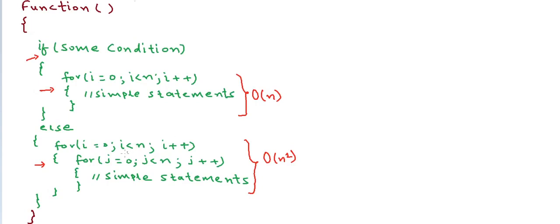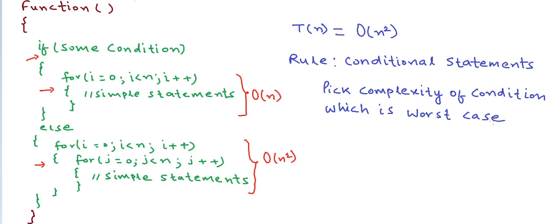So in this case, if we are not lucky, then the control of the program will go into the else condition, and the complexity would be big O of n square. So that's why we'll say that the time complexity for this particular program is big O of n square, because that's how it is in the worst case scenario. So in case of conditional statements, you do not simply add up the fragments or calculate the time taken as the sum of the two running times, but you pick up the maximum of the two. So we have this rule for conditional statements: pick the complexity of the condition which is the worst case.